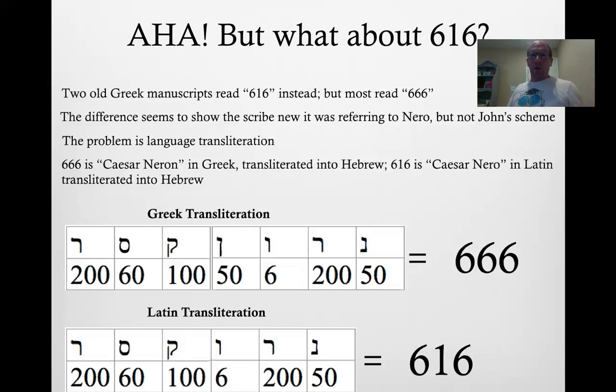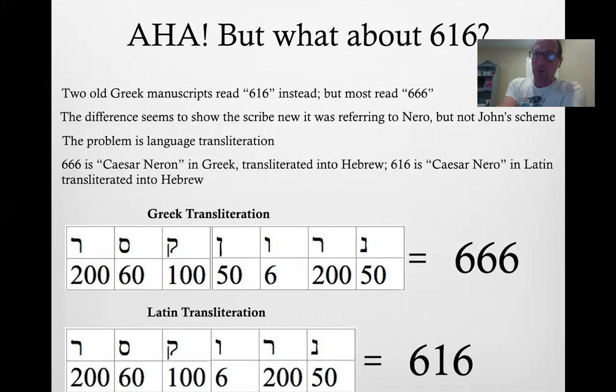Now, here's the deal. The problem for this transliteration is 2 things. There's 2 cases of what happens here. So you've got 666, which is the Greek transliteration into Hebrew. 616 is Caesar Nero, Latin into Hebrew. That still adds up to 616. You see, so I've got the top Greek transliteration.